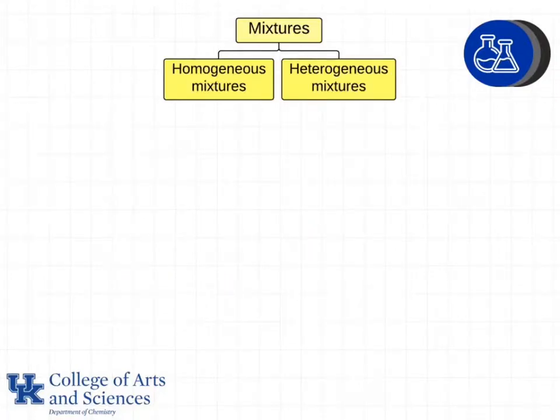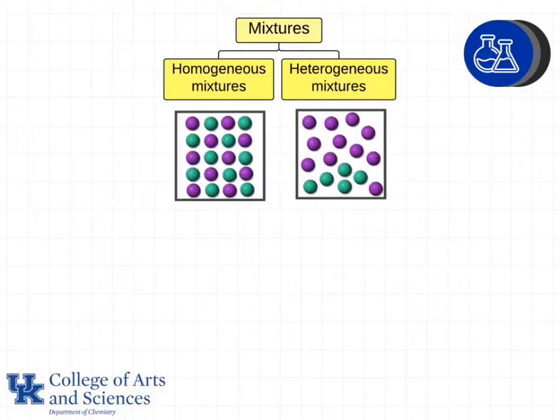Mixtures are a combination of two or more pure substances. So there are two types of mixtures, homogeneous and heterogeneous. One way to look at them is to look at these diagrams. Notice in the one on the left that it is the same throughout. The particles of each type are evenly distributed and evenly mixed together.